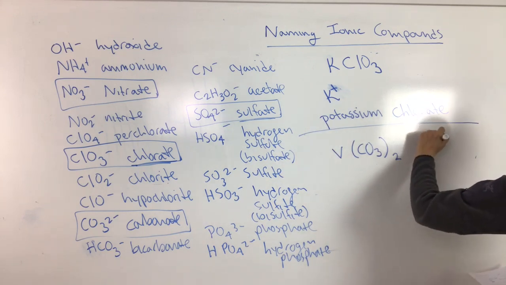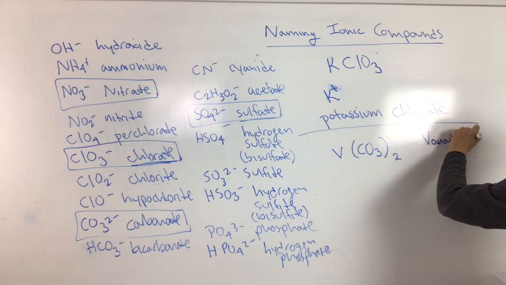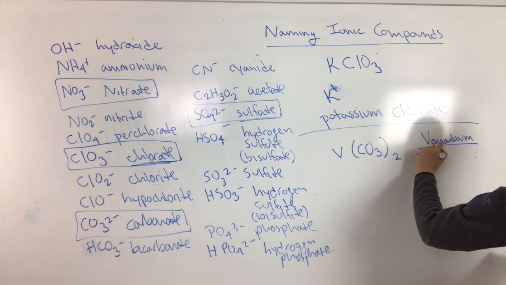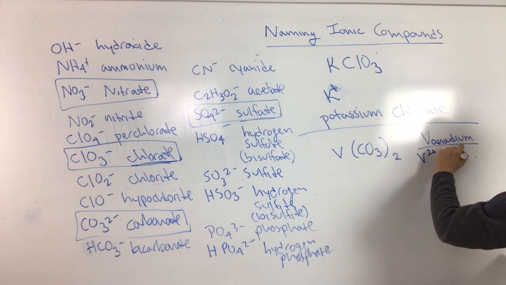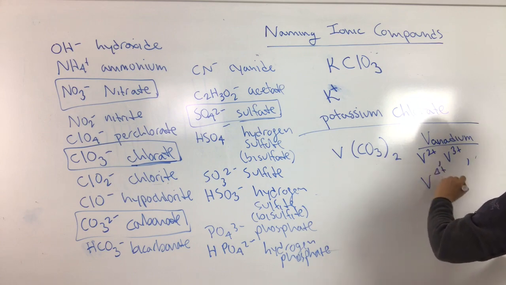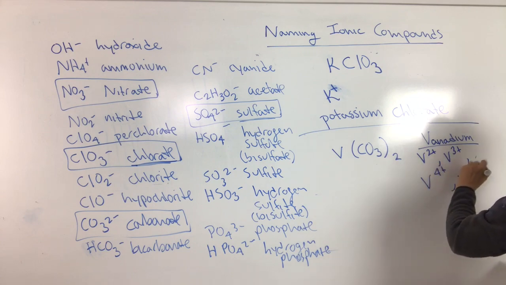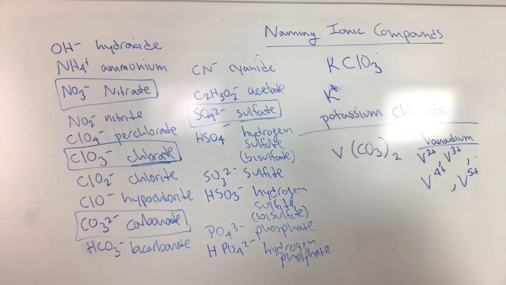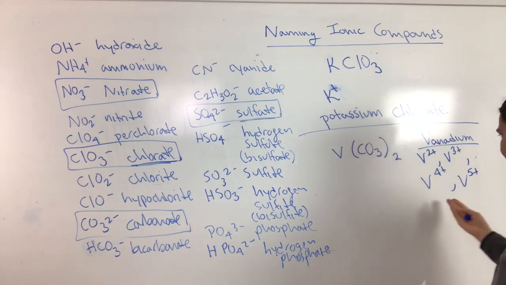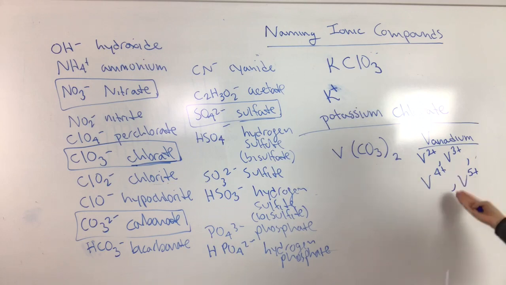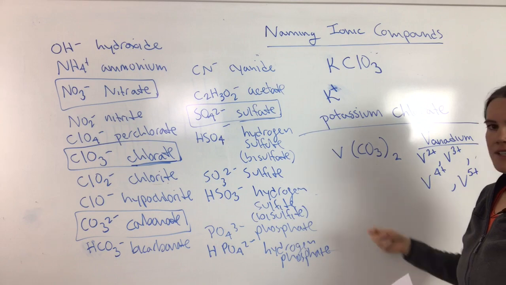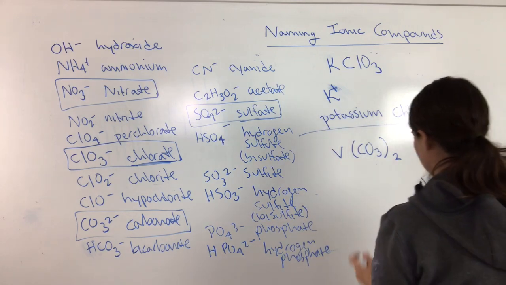So vanadium can form more than 1 ion. We can have vanadium 2+, vanadium 3+, vanadium 4+, and vanadium 5+. So in order to write this name, we know that vanadium is going to have a Roman numeral after it to indicate what the charge is. So we need to figure out what charge this vanadium has.